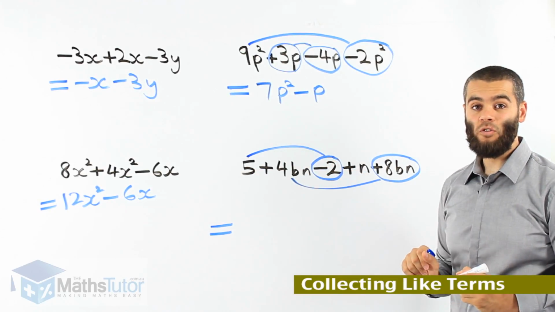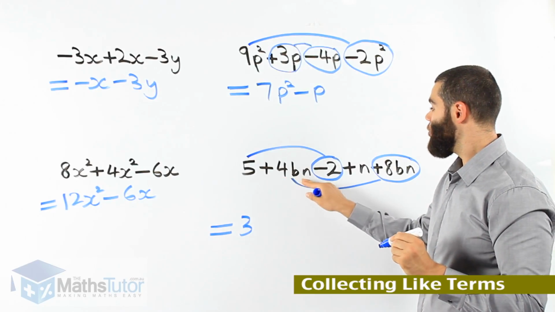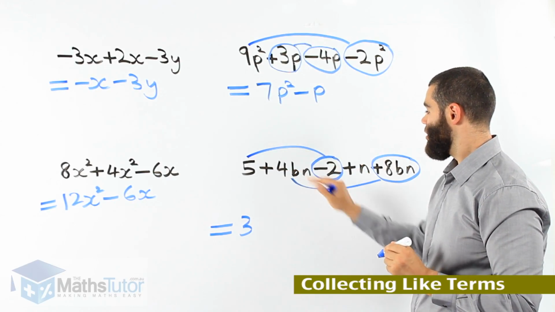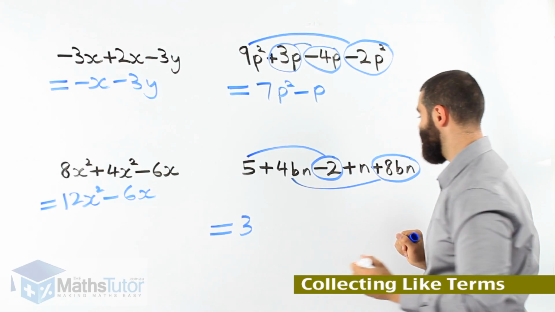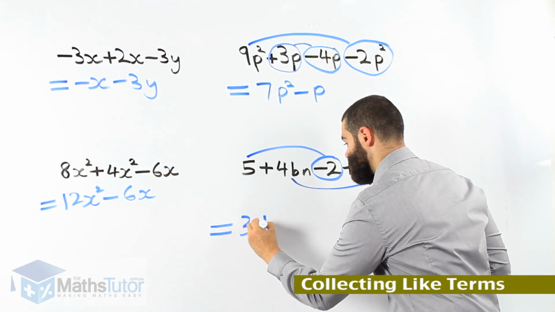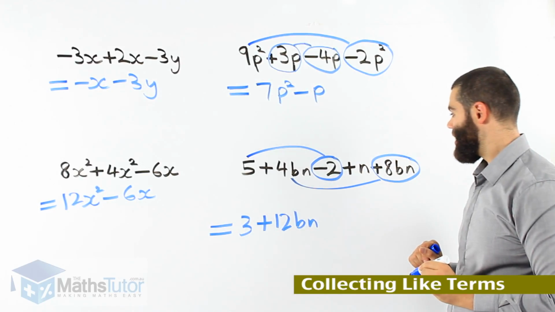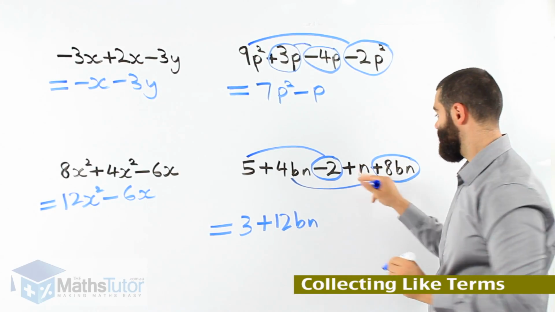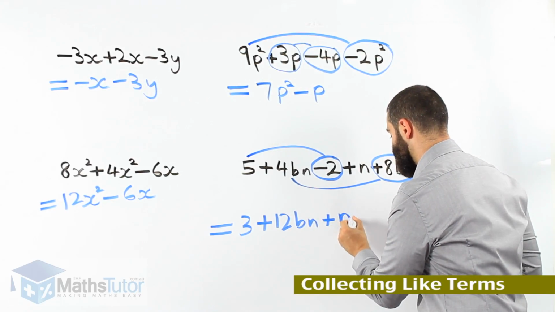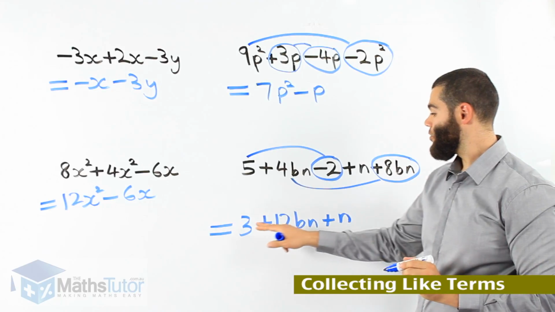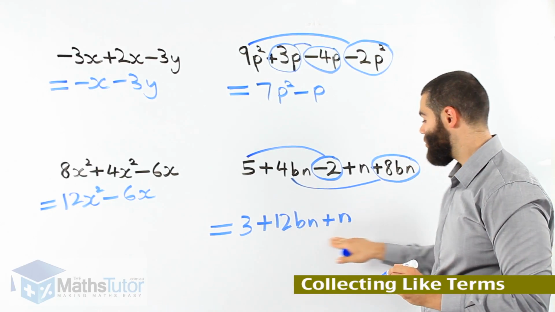5 take away 2 is 3. 4bn or positive 4bn, 4bn plus 8bn, so 4 plus 8 is 12bn, and we don't forget plus n at the end. It has no like term, so it just comes down as it is. So 3 plus 12bn plus n. This is our final answer.